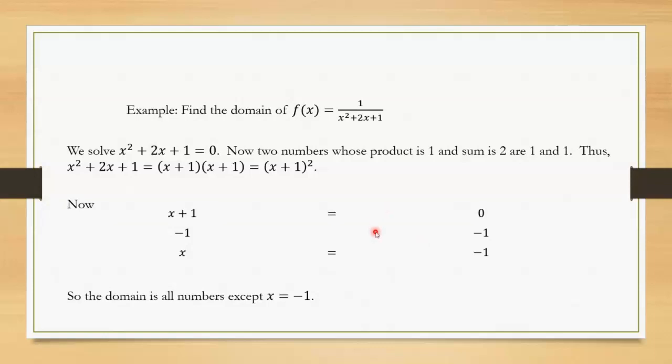So from here, we get that the domain is all numbers except negative 1. We have this factor equal to 0. And again, normally you would set each factor equal to 0, but these 2 factors are the same. So the domain is all numbers except negative 1. The solution to this equation is x equals negative 1, so the domain is everything else except that. Okay, so that's one example.